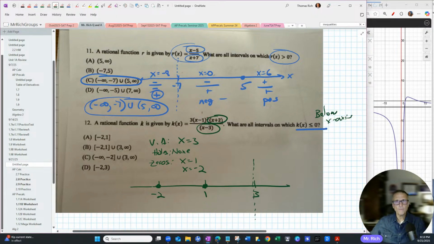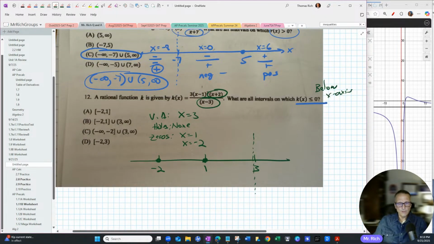That gives me 4 different regions, right? So I'm going to select a test value for x to the left of -2. I will use a value here of -3. In between here, let's use x equals 0. And then here we'll use x equals 2, that's between 1 and 3. And then we'll use x equals 4 right here.